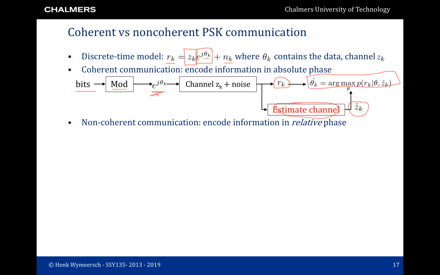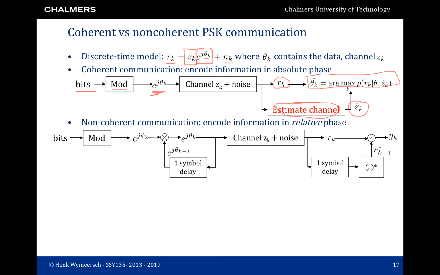If the channel varies quickly, what we can do is encode information in the relative phase, so the differences between two phases. We do this as follows. We have our bits, and we map them again as before to NPSK. So now these are NPSK modulated symbols. But then instead of sending these directly over the channel, we first do a simple coding. So this is a kind of coding on symbols.